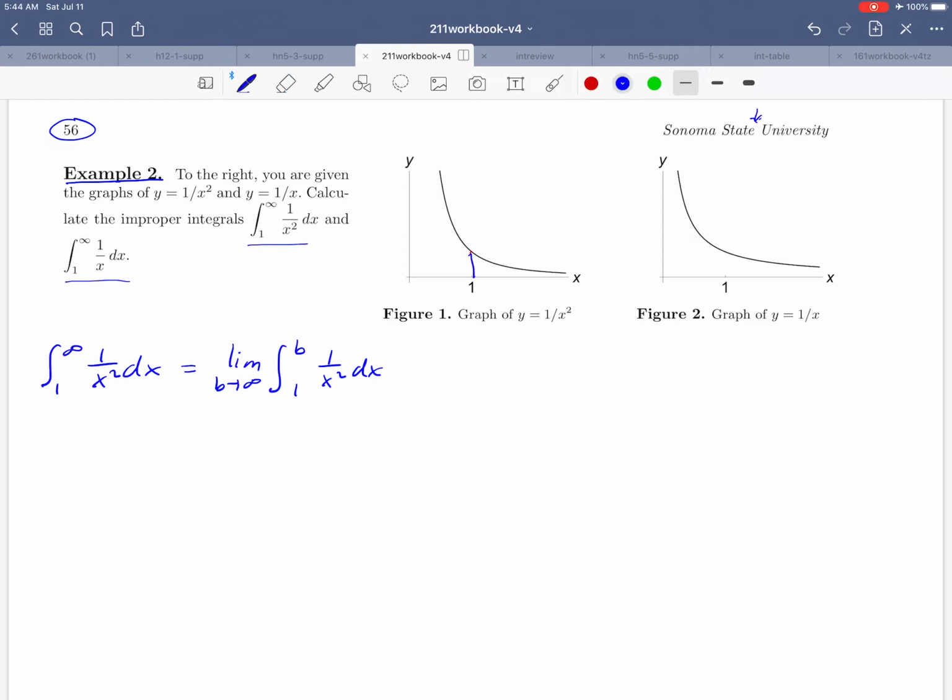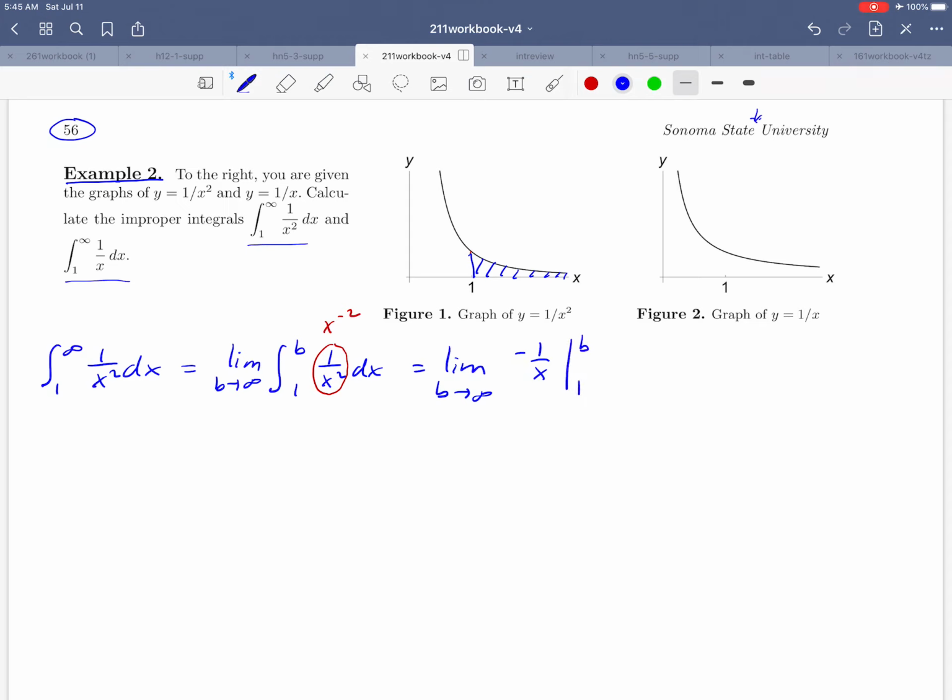Again, here's the area that we're looking for. And we need an antiderivative for 1 over x squared. Remember, 1 over x squared is really x to the negative 2. The antiderivative of x to the negative 2 is x to the negative 1 over negative 1, which we can rewrite as just negative 1 over x if we simplify a bit.